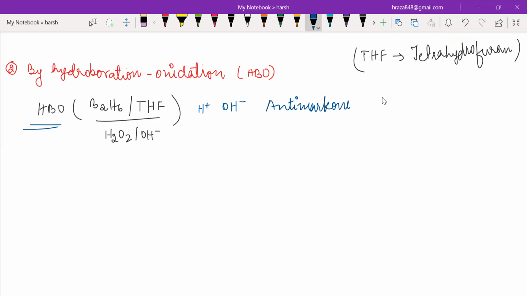And do you remember what is Markovnikov and anti-Markovnikov? What is anti-Markovnikov? Sir, it will go to the compound with more number of... What will go? The OH, right? The negative part will go to the carbon which has a greater number of hydrogen in anti-Markovnikov.